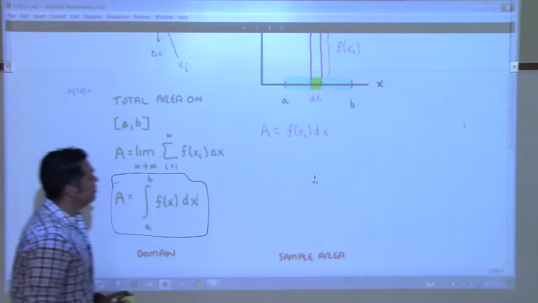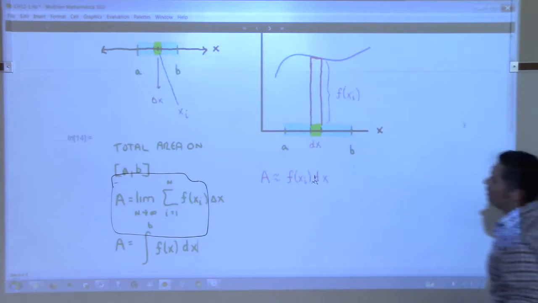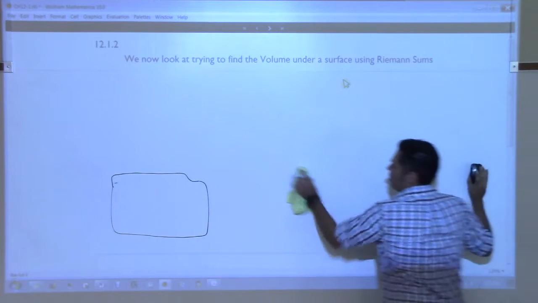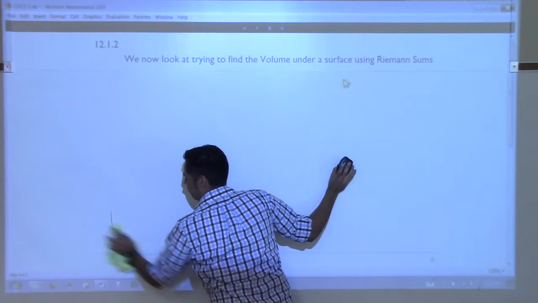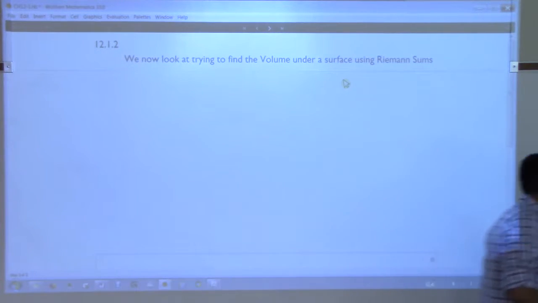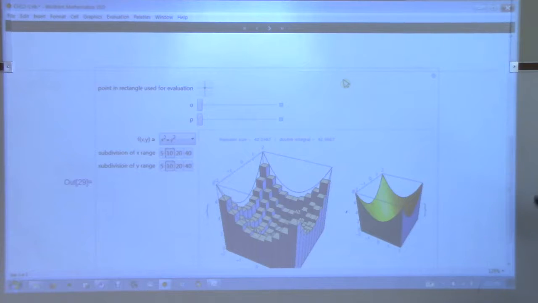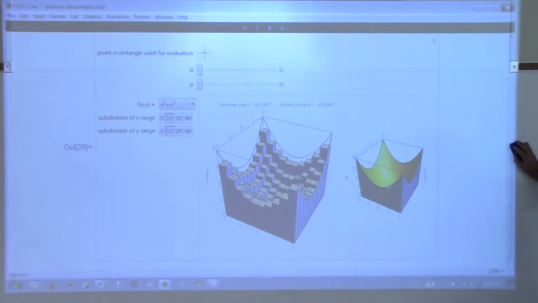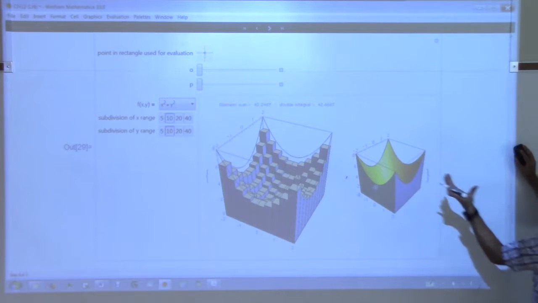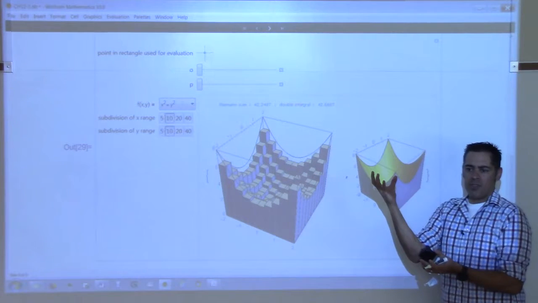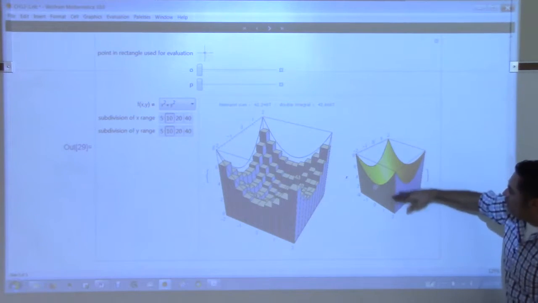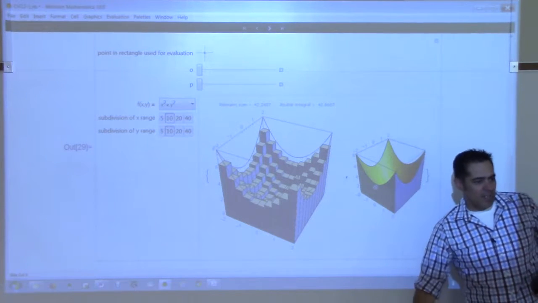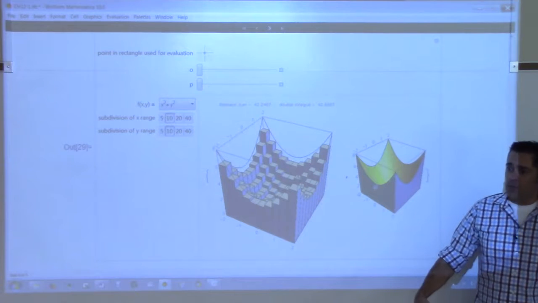Now what we want to do is the following. Let's say we have a surface now. Okay? Say we have a surface. So this is a surface. It just looks like a little bowl almost. And what if I want to know the volume underneath that surface? So from the surface down to the xy plane, I want to know the volume.